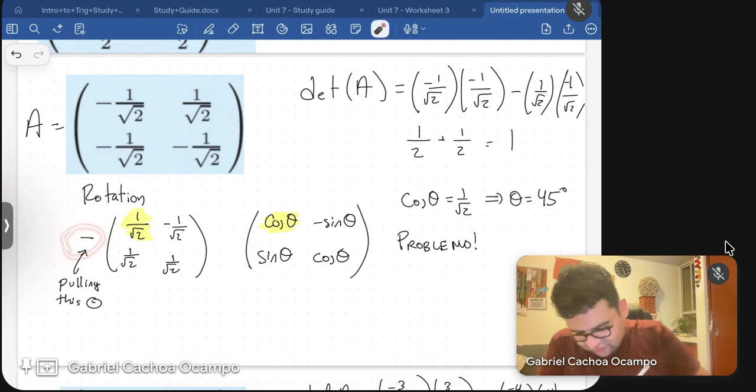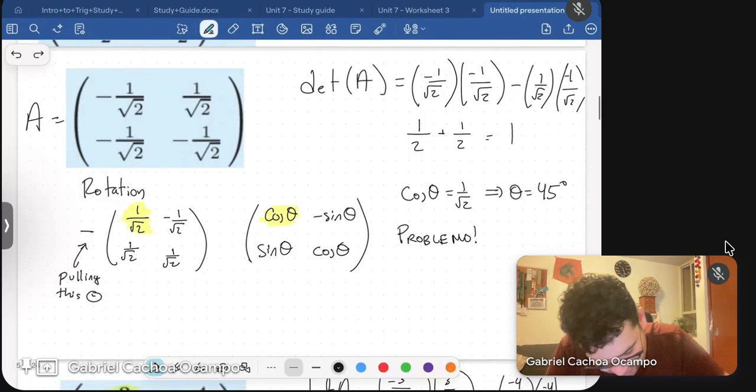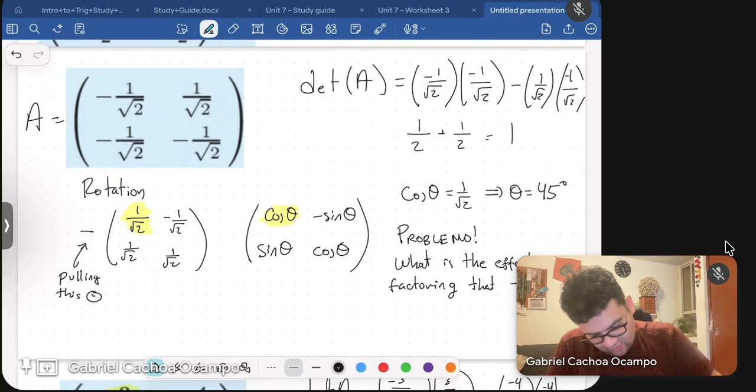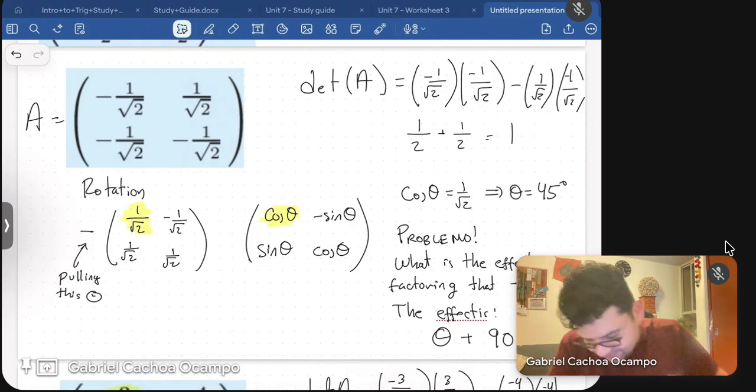What is the effect of factoring that negative? Corin was asking me, but Mr. Kachua, what is the effect of factoring that negative 1? Well, if I need to factor a negative 1, the effect is I need to add to theta 180 degrees.